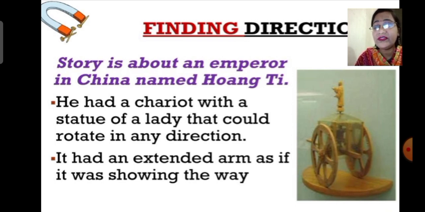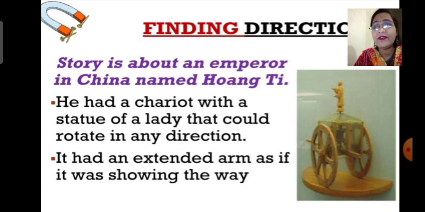That means, children, when the statue of that lady comes to the rest position, its extended arm always points toward the south direction. Through the journey, though it may rotate freely, once the chariot stopped or came to the rest position, the statue always pointed its arm towards the south direction. Isn't it an interesting fact?